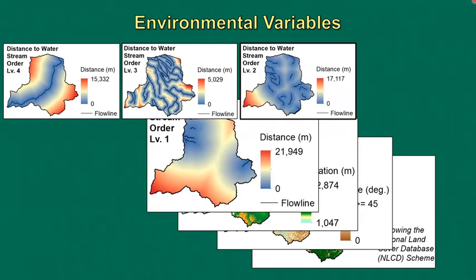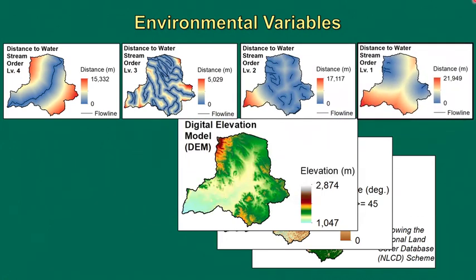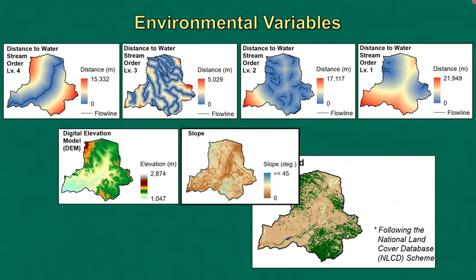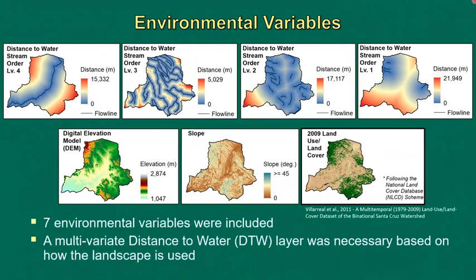And then you have stream order level 2, and finally at the highest elevations and the most minor tributaries, stream order level 1. We also included a digital elevation model, or DEM, and a slope raster. And finally, we included a 2009 land use land cover product developed by Miguel Villarreal and others for the larger Santa Cruz watershed. The Sonoita Creek flows into the Santa Cruz River, which ultimately flows north into the Gila River. So overall, we included 7 environmental variables, including a multivariate distance to water layer.